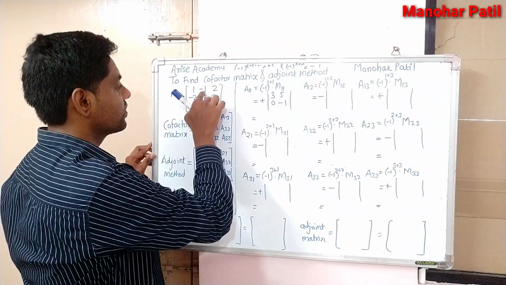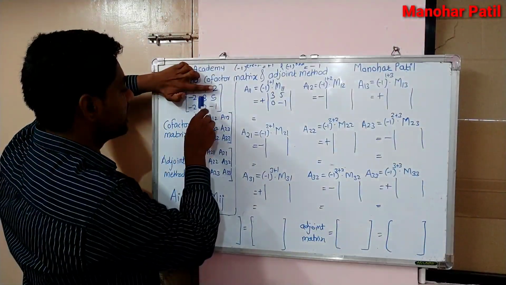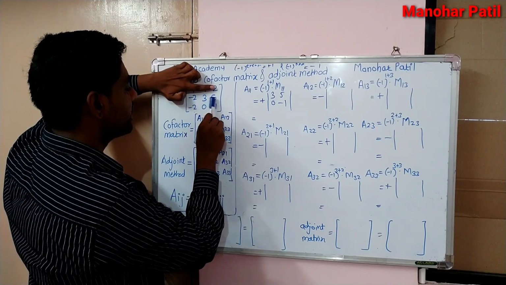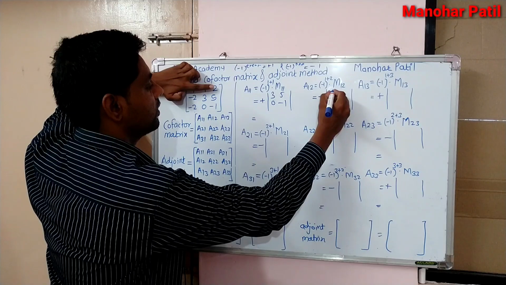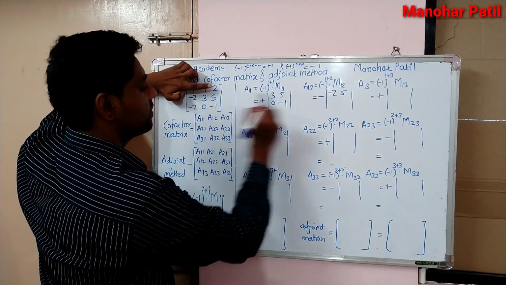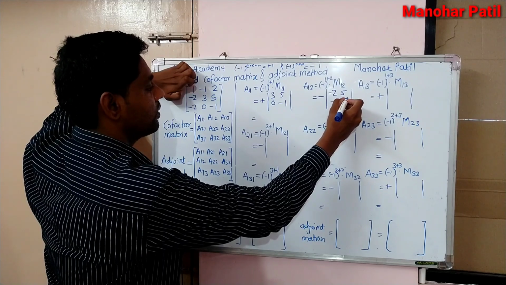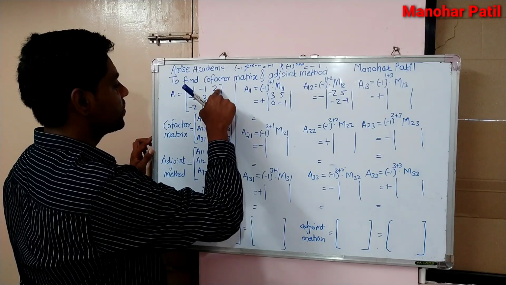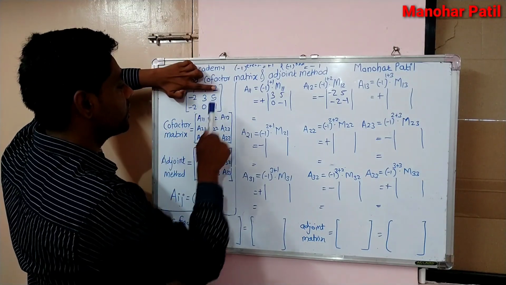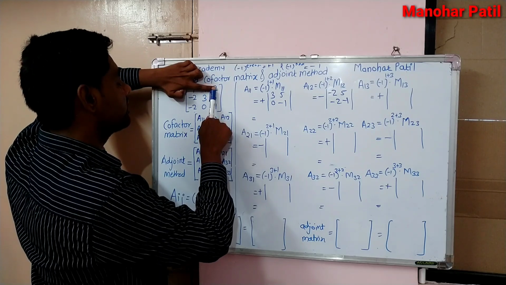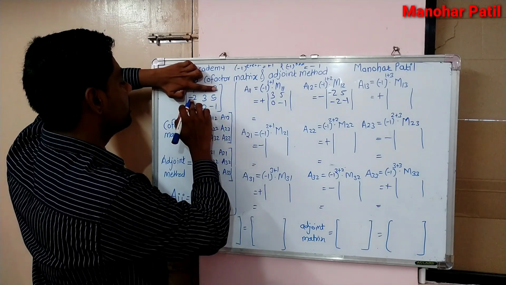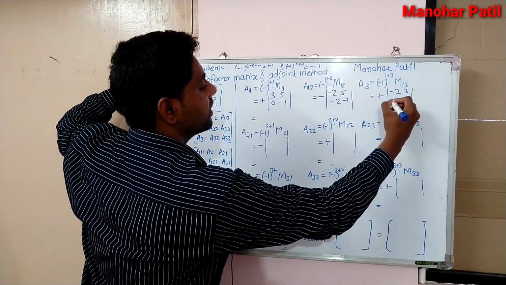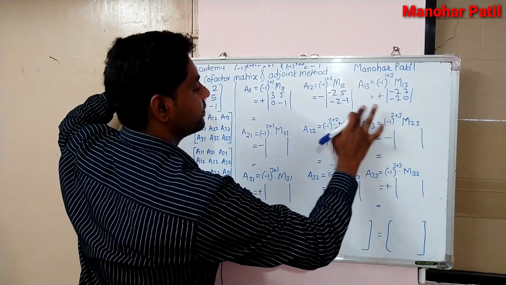For A12: A12 means -1. This element is present in the first row and second column. Take the remaining elements. Which are the remaining elements? -2, 5, -2, -1. Next A13. A13 means 2. This element is present in the first row and third column. So take the remaining elements. Which are the remaining elements? -2, 3, -2, 0.